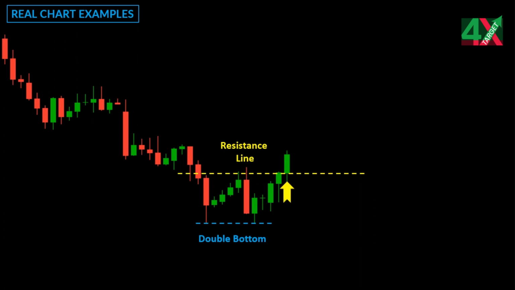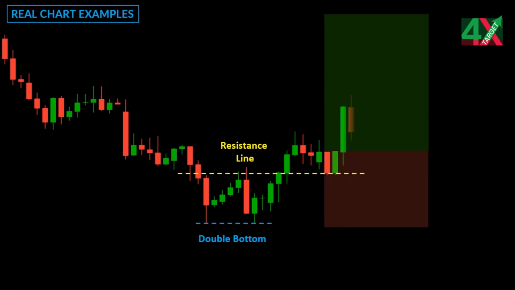We wait for a pullback to the breakout level rather than jumping in immediately. On the retest of the neckline, price forms a bullish confirmation candle. This provides a clean entry point, and the market resumes its upward move, completing the reversal.